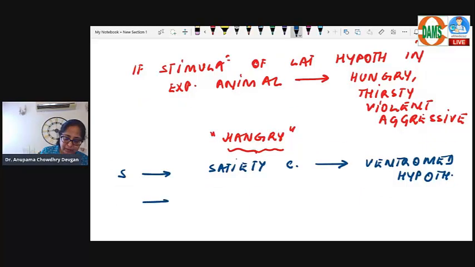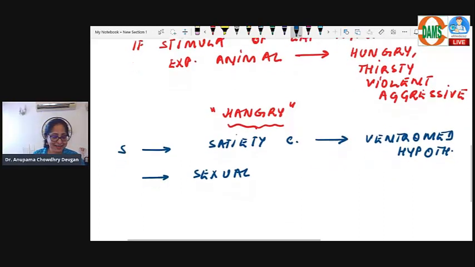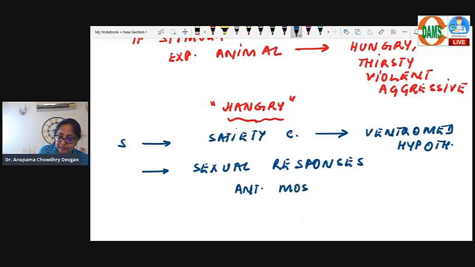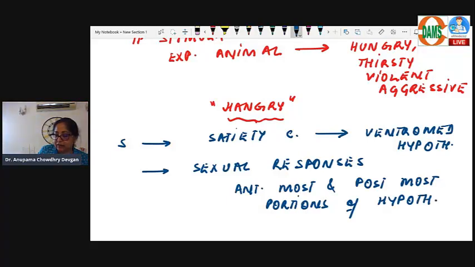Then for sexual responses, hypothalamus is also involved. So sexual responses is also a function of the hypothalamus. Now, which part of the hypothalamus is involved in sexual responses? This is going to be the anterior most and posterior most portions of the hypothalamus. Right? These are involved in sexual responses.